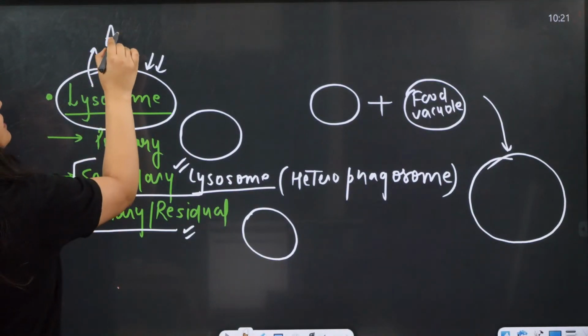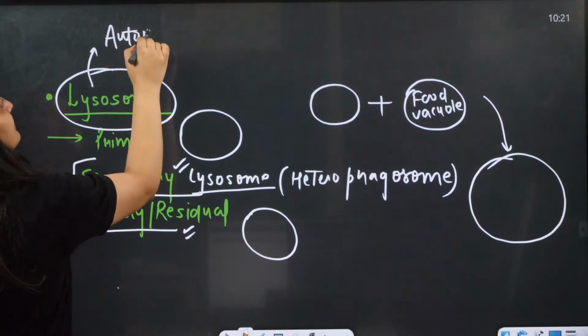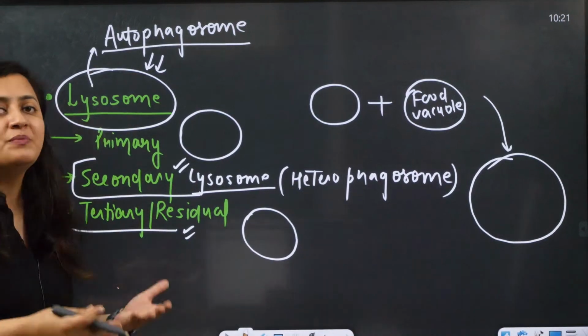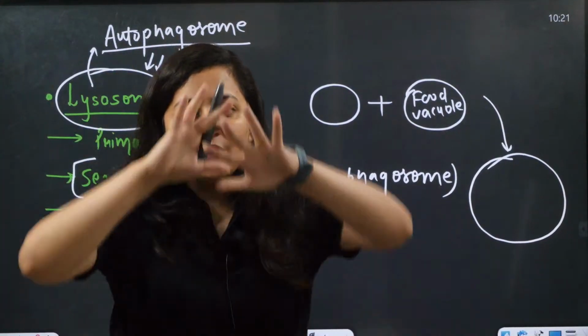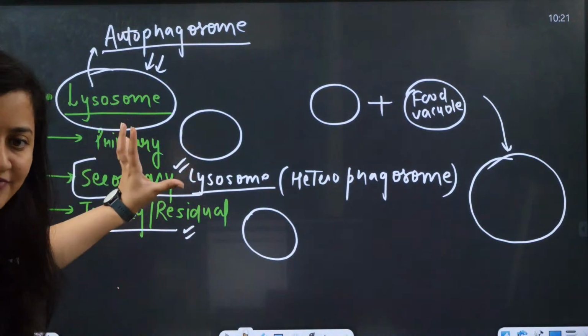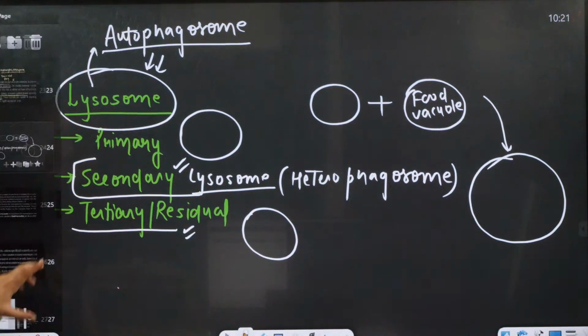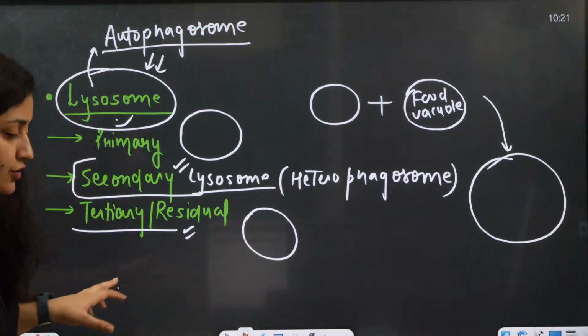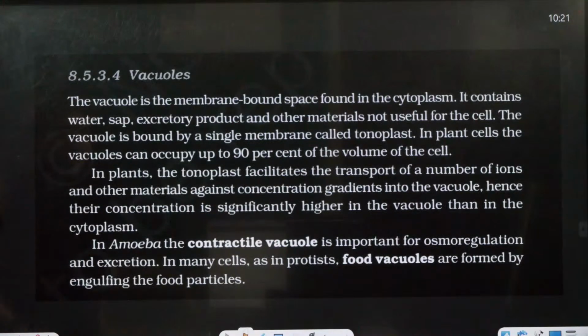And when that lysosome destroys the organelles or the cell, we call it an autophagosome. Auto means self death. Now it is going to destroy that cell completely. Okay, autophagosome. So it is very easy and you should revise it. It is not given in NCERT, but still the question used to come from this part. So you need to revise it.